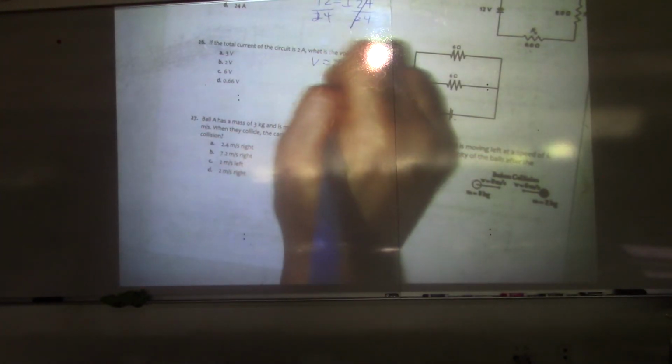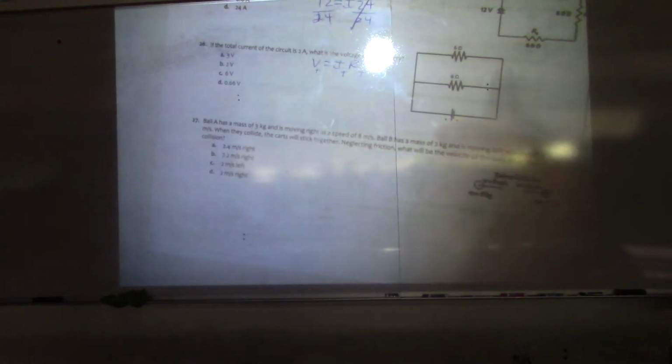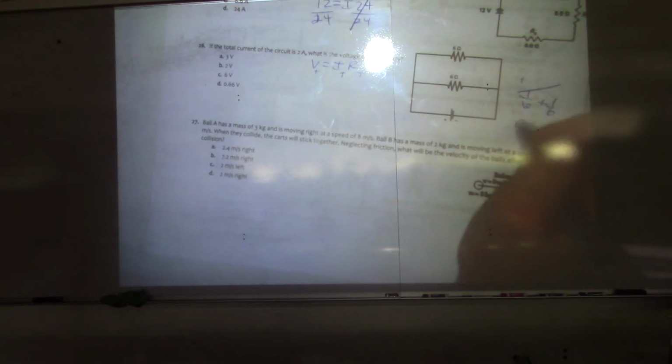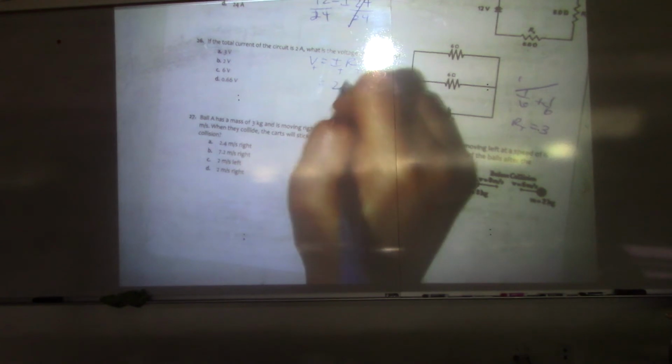Here, V equals IR, I want the total voltage because I have total current, so I have to use total resistance. So 1/6 plus 1/6, 1 over that gives me an R total of 3, and now we plug in, total current is 2 times total resistance, it gives me 6 volts.